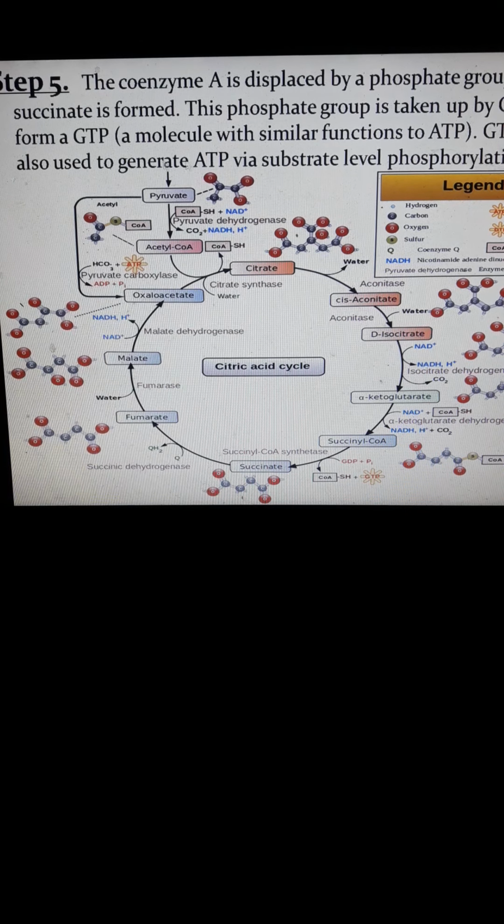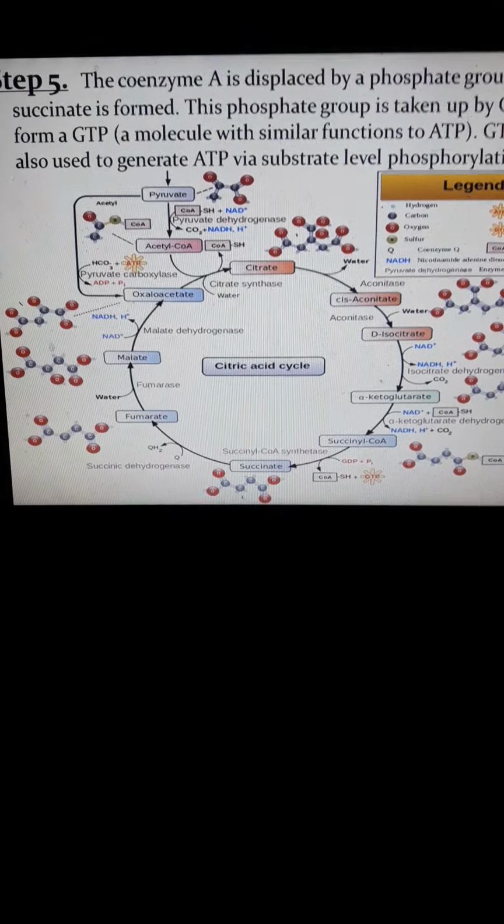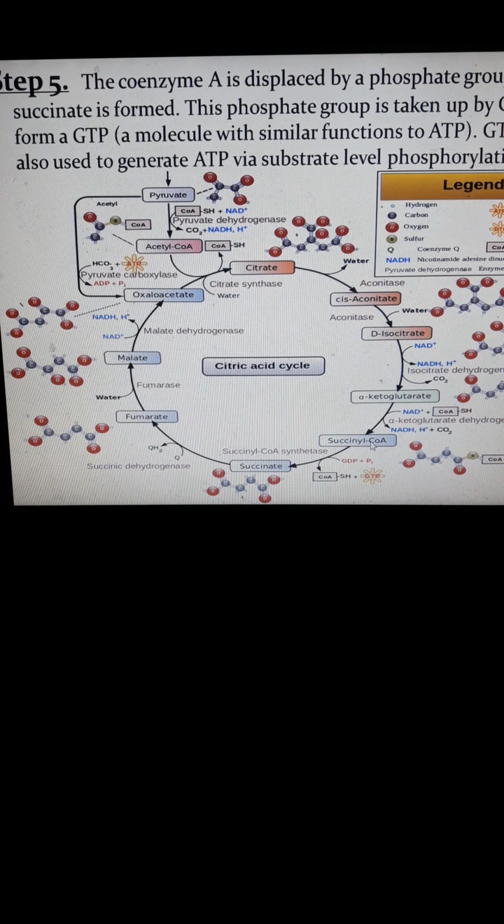So GTP is used to generate ATP via substrate-level phosphorylation process, wherein the succinyl coenzyme A, class, undergoes what we call a phosphorylation process, and the product is known to be succinate that is acted on by the enzyme succinyl coenzyme A.